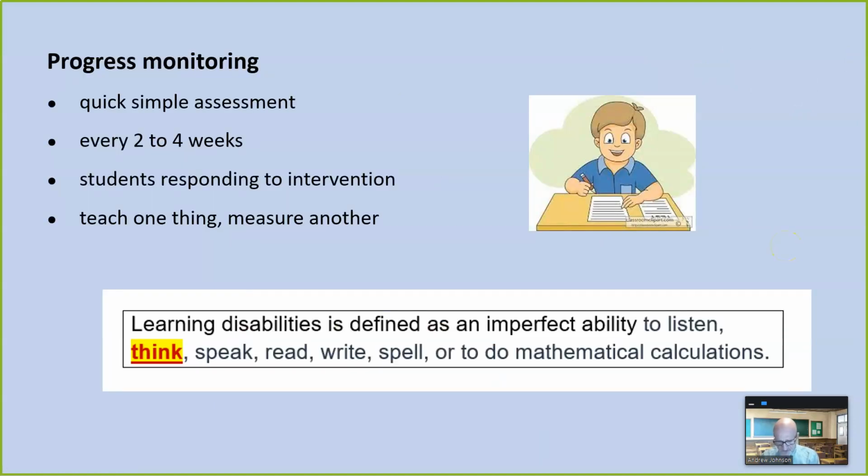Finally, the screening device should have some semblance to the progress monitoring measures. Progress monitoring are the quick, simple assessments measured every 2 to 4 weeks to see how well students are responding to the intervention. And of course, since progress monitoring measures the response to instruction taking place, they should be directly related to the instruction taking place. It does not make sense to teach one thing and measure another.